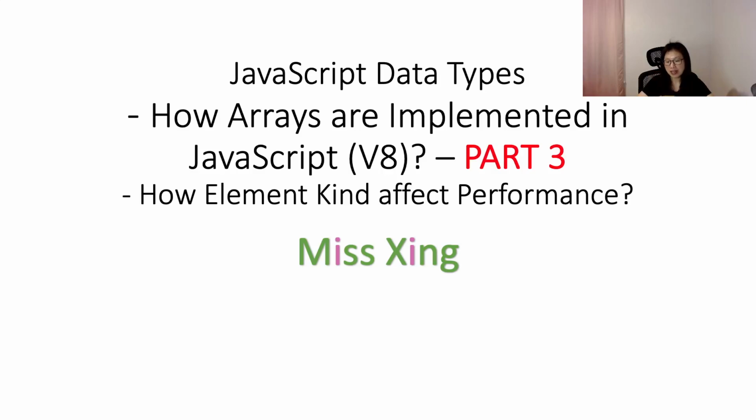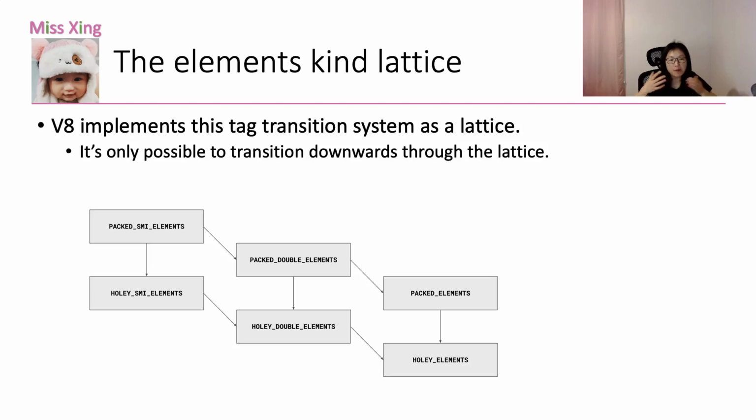I already showed you guys seven: packed SMI elements, packed double elements, packed elements, holey SMI elements, holey double elements, and holey elements. And the last one is for the slowest array, which is dictionary elements, when you have lots of holes. I already explained that. Watch my previous video, okay?